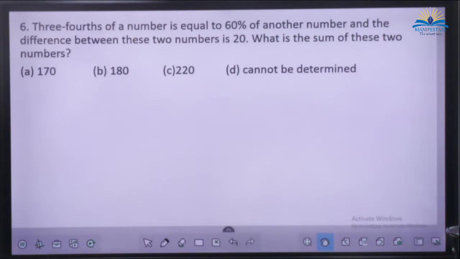3/4 of a number. You have to assume a number, no? If you write only 3 by 4, 3/4 of a number, that can be anything: x, y, z, a, b, whatever. Done? Yes, 3 by 4 of x is equal to, what is 60%? 3 by 5. 60% is 3 by 5, of another number. Here you cannot express this in terms of x. Definitely you have to take another number, that means another variable.